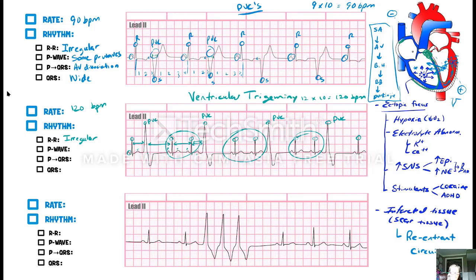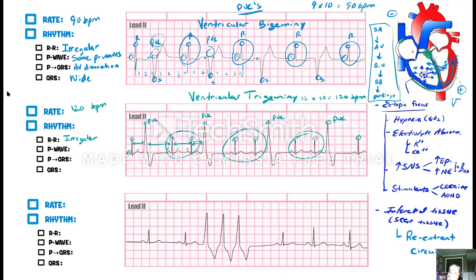Well, let's go up for a second to that one that we just did before. Let's look at this one. We have a PVC, and it's occurring in between each normal PQRS complex. We call that ventricular bigeminy. It's the same concept as before.